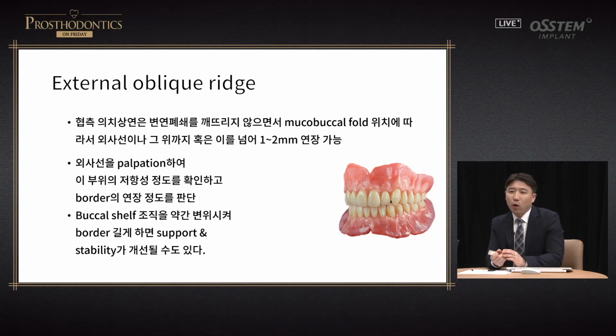This is the lower anterior. This is the external oblique ridge. It's related to the buccal shelf. I've talked about the buccinator muscle. It is attached to that muscle.